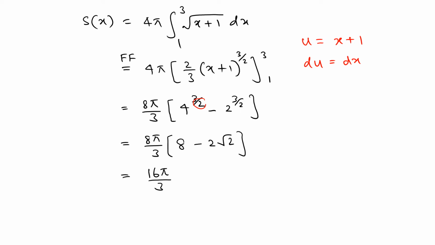So if you pull 2 out, you're going to get 16 pi over 3, and then you're going to get 4 minus square root 2. This is an area, so I'm going to say unit squared. So that's the answer. You can see that some of the steps you can skip, but I'm writing all the details for clarification. Okay, so let's move on to the next problem.